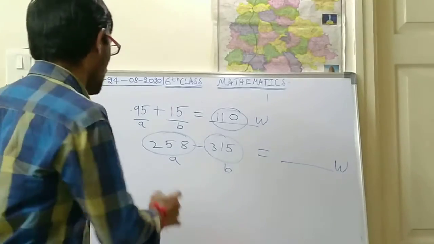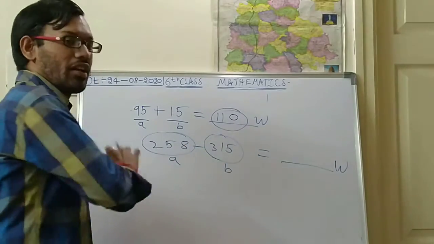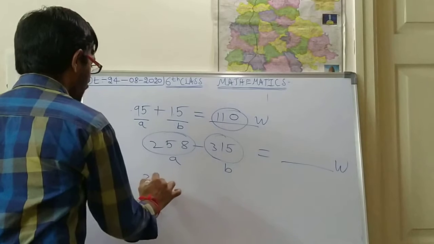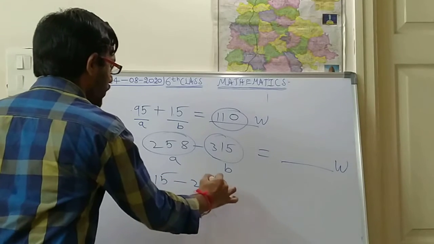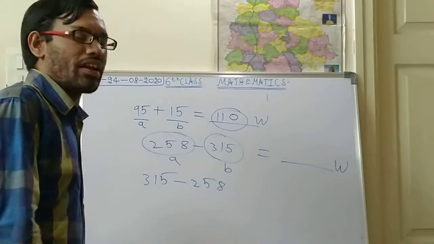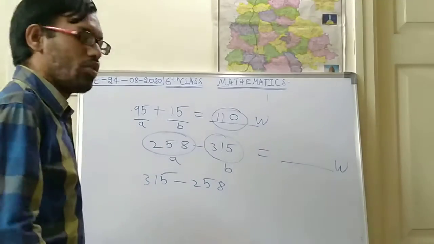Some of you have done regular subtraction. Generally, by taking 315 as the bigger number, you changed it and wrote 315 minus 258. Some of you have written that, I won't mention it.